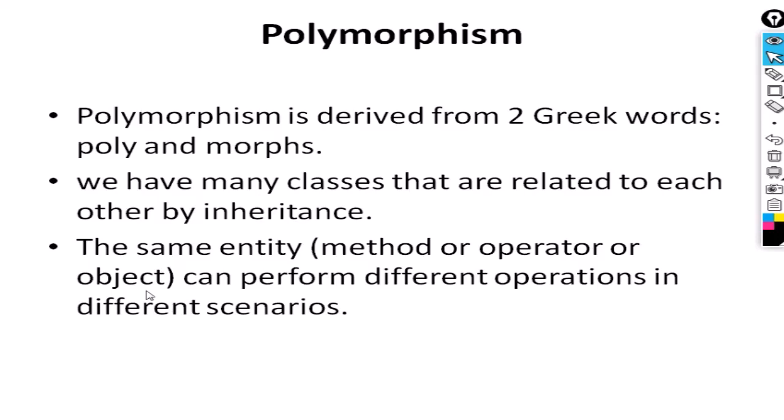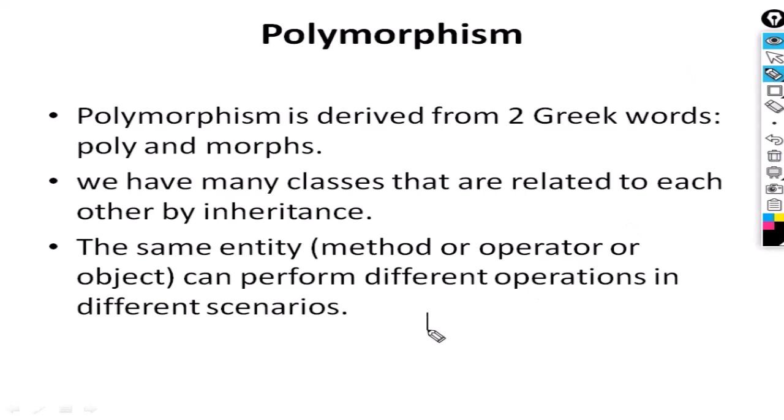Polymorphism is derived from the two Greek words poly and morphs. Poly means many, morphs means forms. So it is said to be polymorphism. Whenever you are having base class methods and derived class methods that are the same, the same entity, which may be a method, operator or an object, can perform different operations in different scenarios.